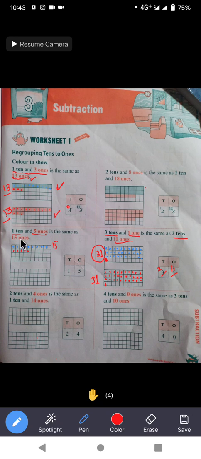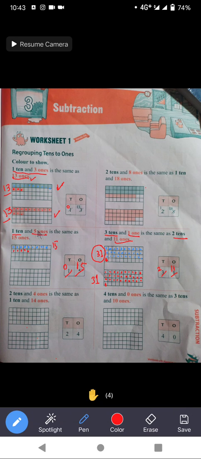Okay, so now we have 1 at the tens place and 5 at the ones place. So now we have to regroup it. So for regrouping we will borrow 1 from the tens place. Here we have 5 ones, 1 ten we will take from this side. So 1 ten and 5 ones, 15 ones. Okay, here how much left? 0 only. Okay, so after regrouping 1 ten and 5 ones we will get 15 ones. So 1 ten and 5 ones is same as 15 ones.